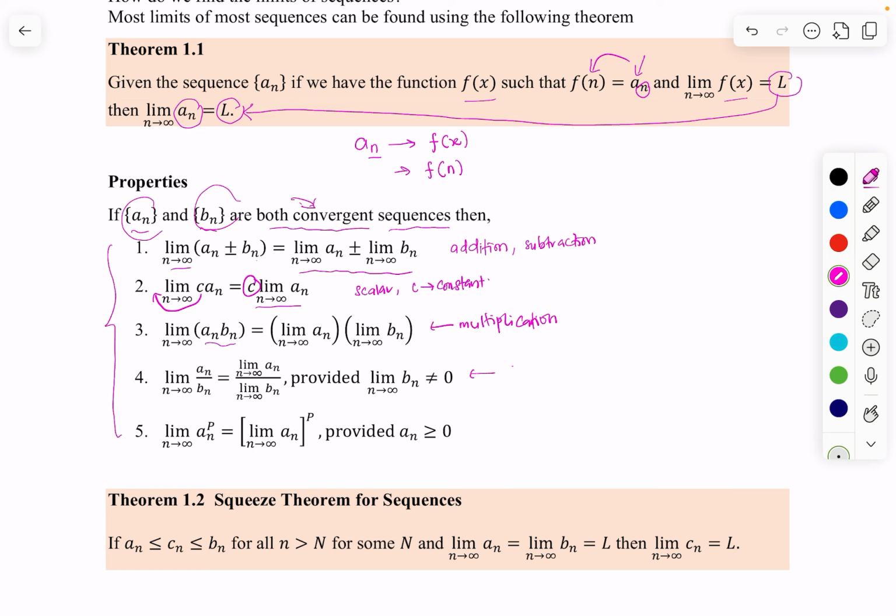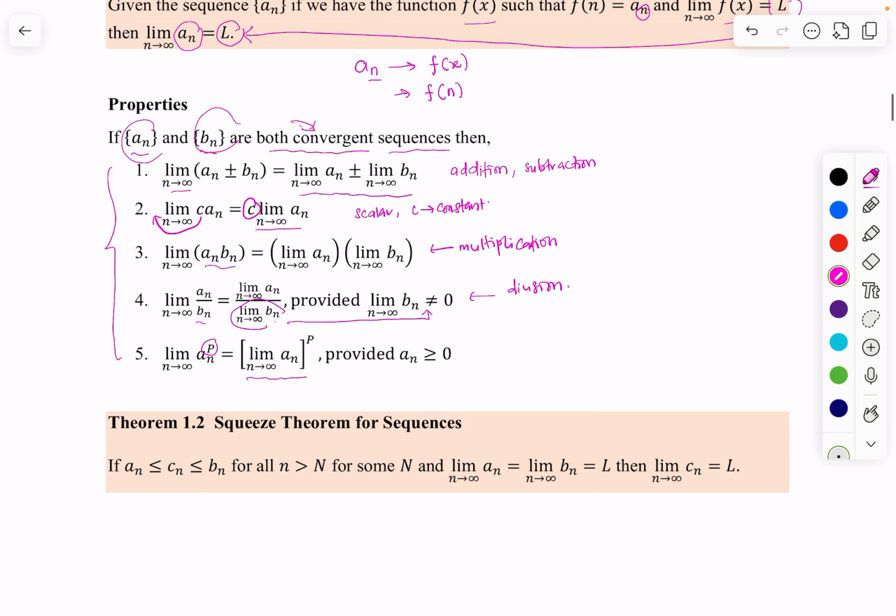Okay, and then the same thing for the quotient or division. You want to find the limit of an divided by bn. So you can separate it, that is the limit of an divided by the limit of bn, provided that the denominator cannot be 0, or else it would be undefined. Okay, and the last one is for the case of the power. Power p. So you can always bring this power p outside of the limit like this, because p doesn't involve n at all. Okay, so those are the properties that you can use when you want to find the limit of a sequence.